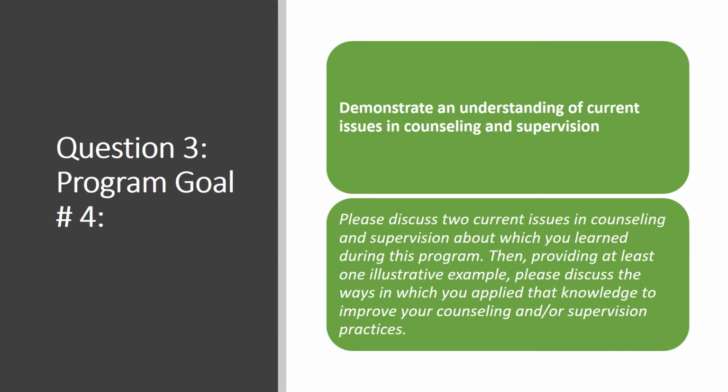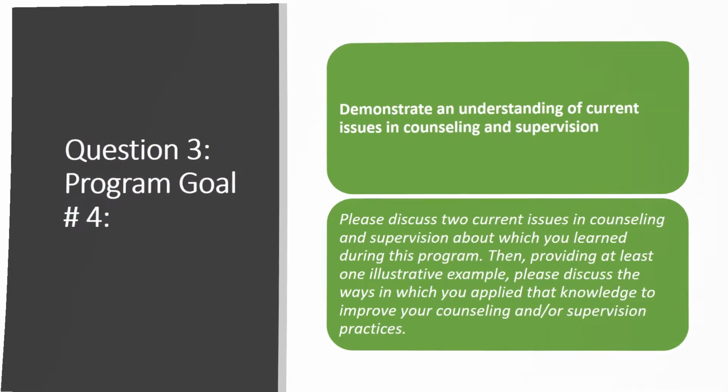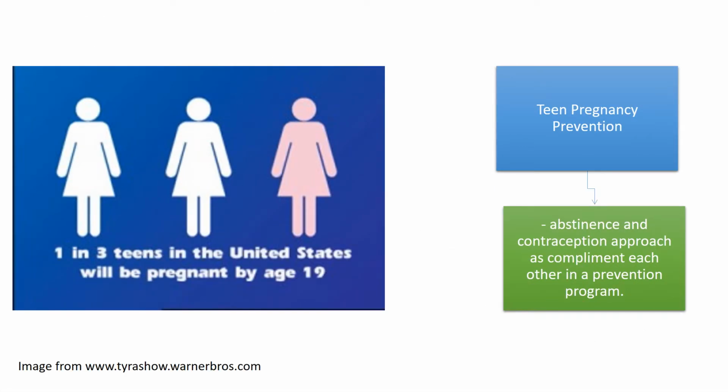Question number 3. Demonstrate an understanding of current issues in counseling and supervision. During my current issues in counseling and supervision course, we discussed situations that were close to our hearts, news, and situations that we see in our practice. Teen pregnancy and sex education is something that I feel strongly about. For example, what do you do as a counselor when a student discloses that they are sexually active in elementary school? Never been raped, molested, or assaulted, but for enjoyment. In elementary school? I know that's weird.